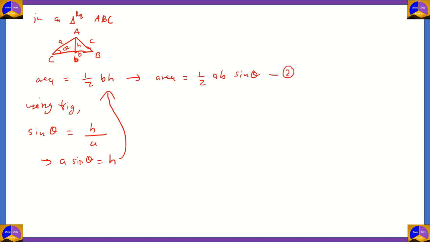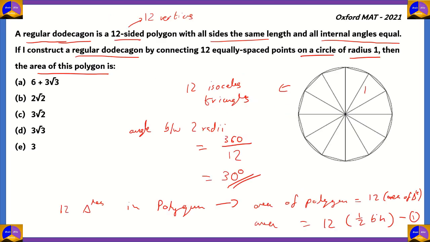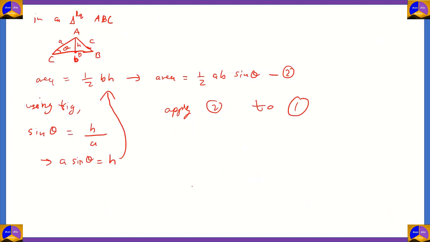So this is our equation 2. Now we will apply equation 2 to equation 1. Now if you remember, our equation 1 was the total area of the polygon is 12 times half BH. So the total area of the polygon is equal to 12 times half into base into height.